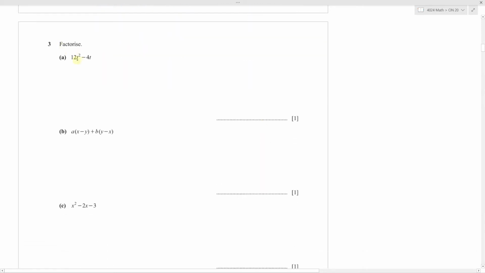Question number 3 is you have to factorize 12t square minus 4t. So I can take 4t common, so I'm left with 3t here and just 1 here. So this will be 4t multiplied by 3t minus 1.